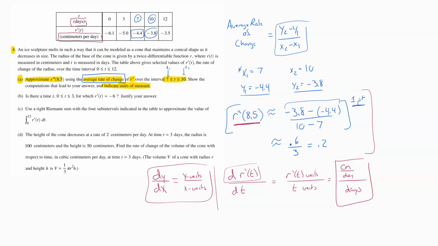It's your change in whatever that y unit was, so in this situation r prime of t, over the change in whatever your t units were. And that right there would have earned you your second point on this question. So there's 2 points for part A.